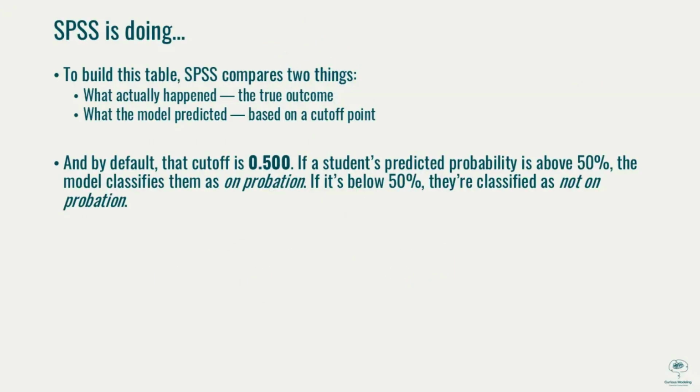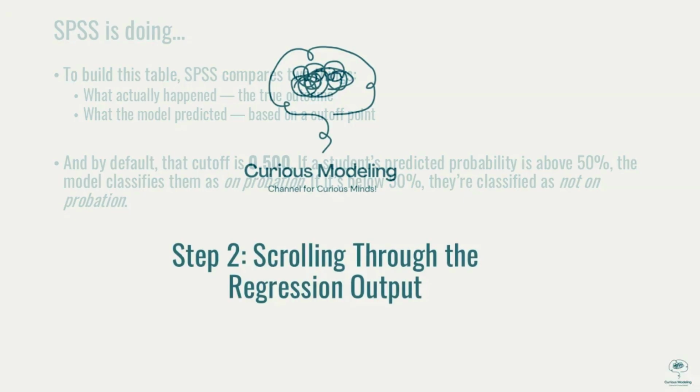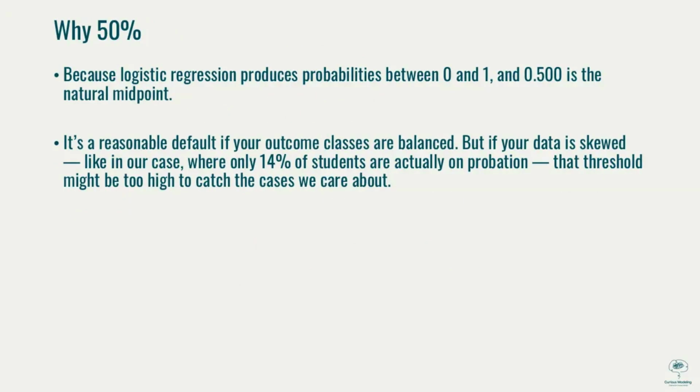So what SPSS is doing is it's taking what actually happened, which is the true outcome, and then what the model predicted, which is based on a cutoff point. And by default, and you can actually change this in the settings as well, should you want to, that cutoff is 0.5. If a student's predicted probability is above 50%, the model classifies them as on probation. If it's well below 50%, they're classified as not on probation. So why 50%? Because logistic regression produces probabilities between 0 and 1, and 0.5 is the natural midpoint. It's like a reasonable default if your outcome classes are balanced.